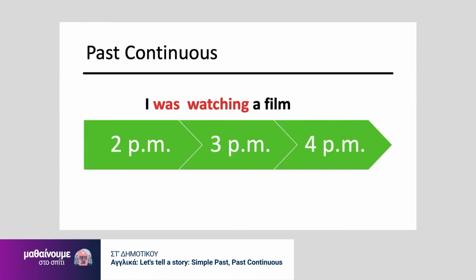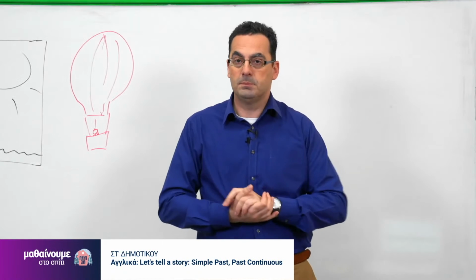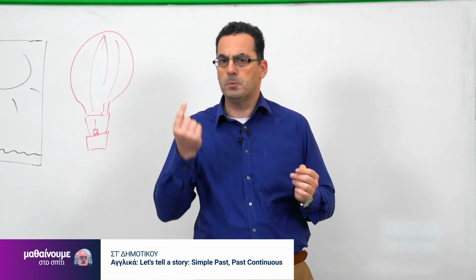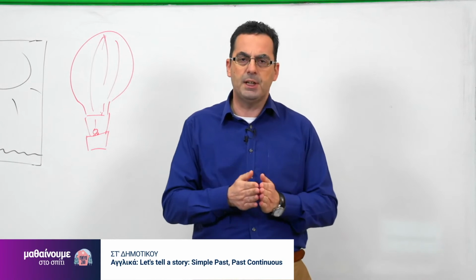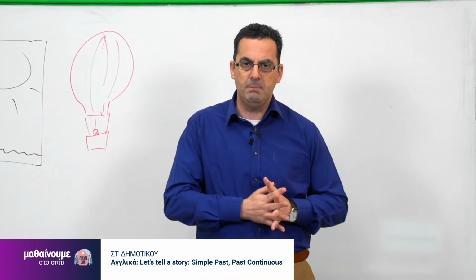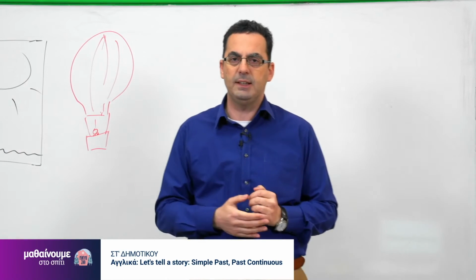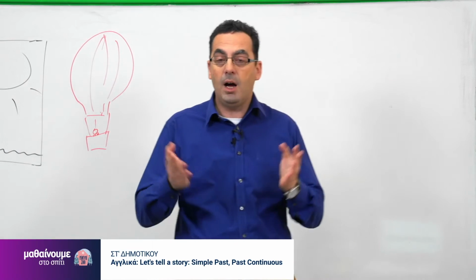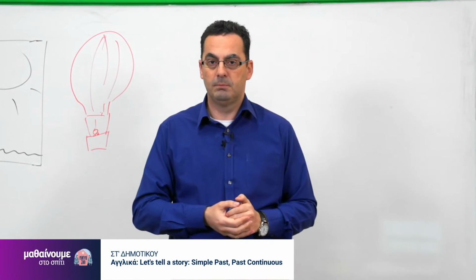When you talk about long actions, about things that were happening, then we use past continuous. I was watching a film. Did you watch a film for 1 minute? Did you start watching the film at 2 p.m. and you finished a minute later? No. I was watching a film.